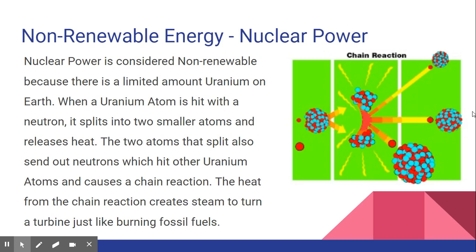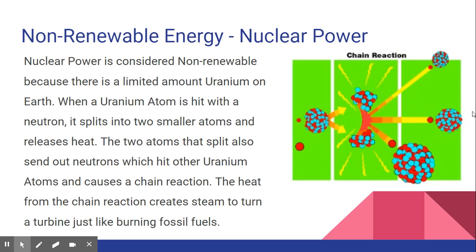The final non-renewable energy comes from nuclear power. And this is considered non-renewable because there's only so much of these elements on the Earth. Uranium is the most common one. There's also a little bit of plutonium that's used, but there's only so much of these resources. There's only so many of these materials out there. We can't go and put together atoms and make more uranium.